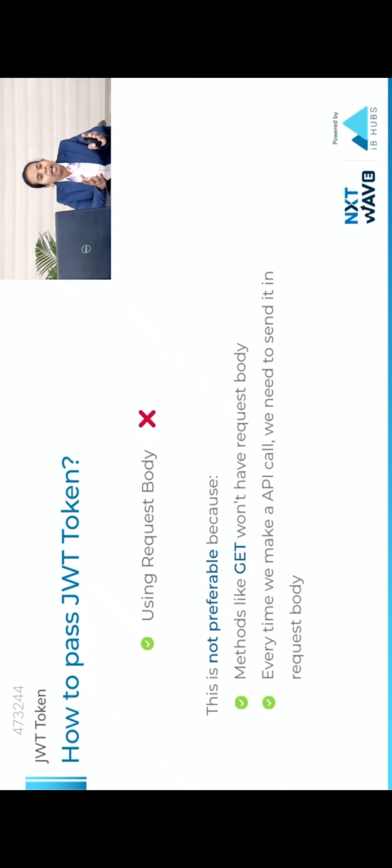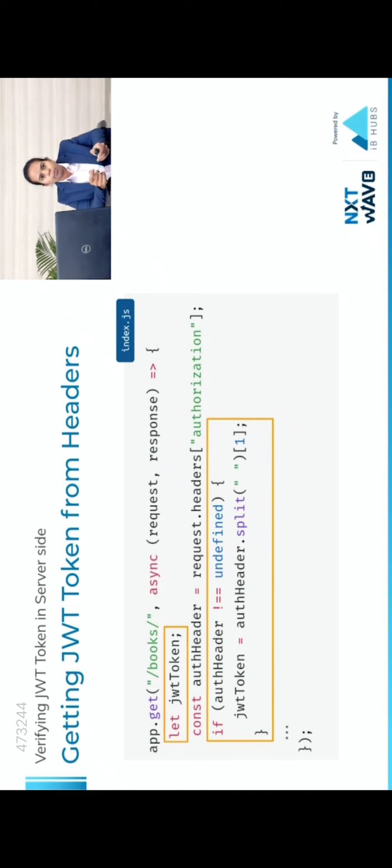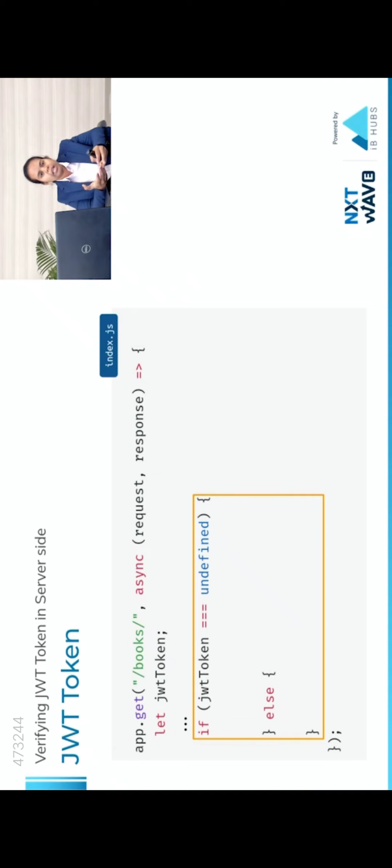So the next thing is, if the auth header is not undefined, that is, there's some value, then we are going to split it based on space. As we understood, in the authorization we have bearer, space, and then the JWT token. So after we split it based on the space, the second thing is the JWT token. That's the reason we have index 1, since indexing starts from 0. So with this, we'll get the JWT token. Okay, clear?